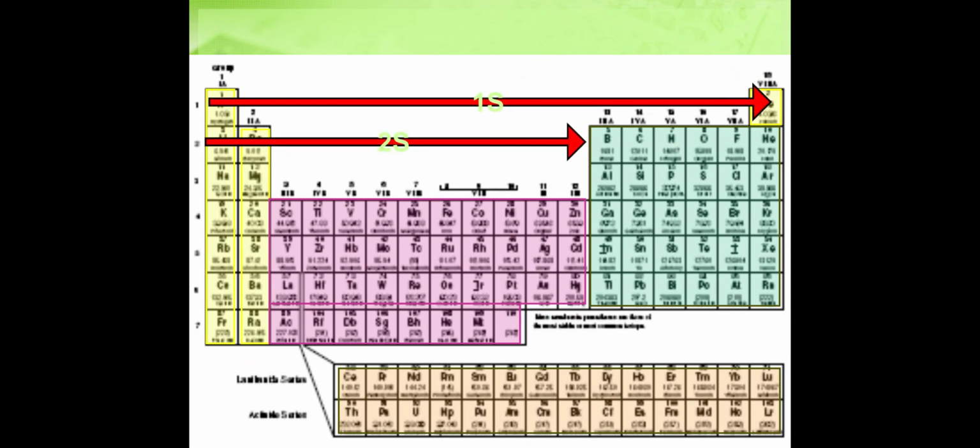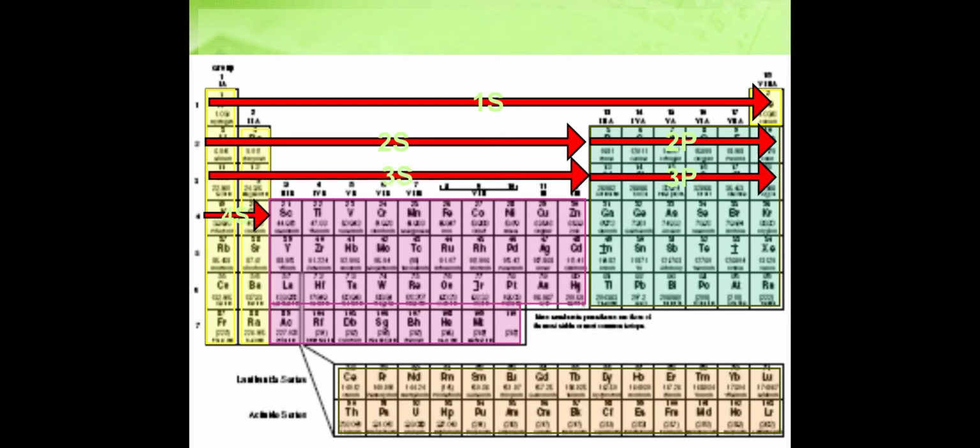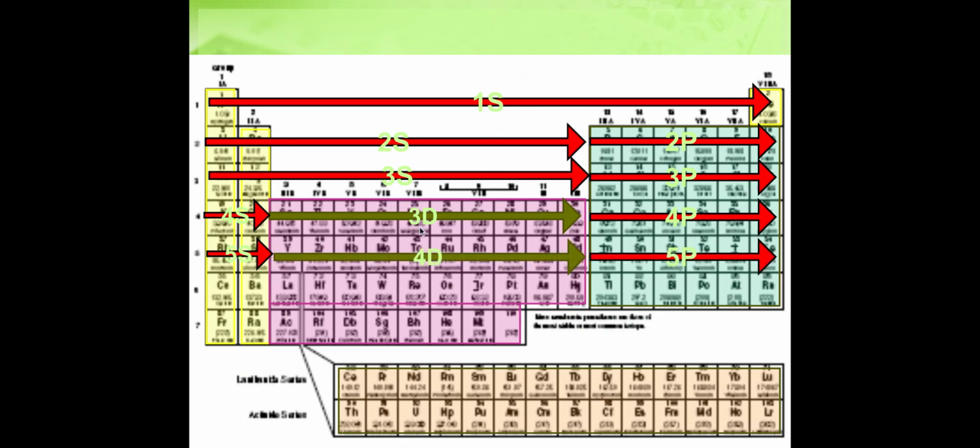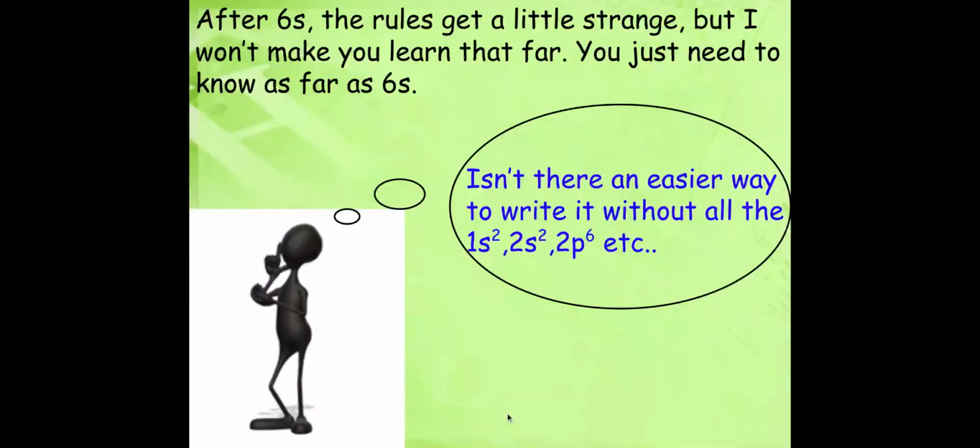So that's 1s, 2s, 2p, 3s, 3p, 4s, 3d, not 4d. Then 4p, 5s, 4d, 5p. Because with the d, we apply the formula n minus 1. If you go to higher chemistry classes, you realize that for f we apply n minus 2. After 6s, the rules get a little strange, but I won't make you learn that far. You just need to know as far as 6s.